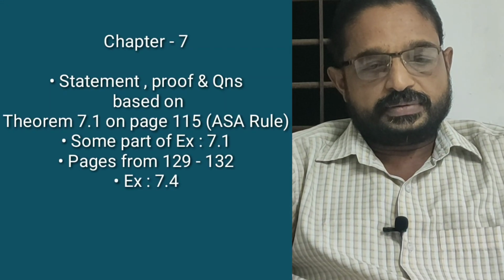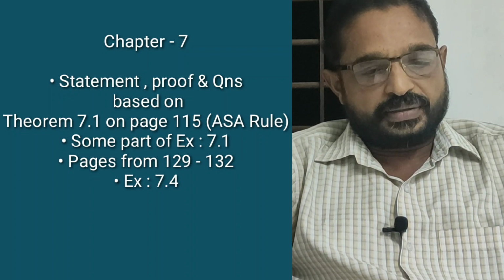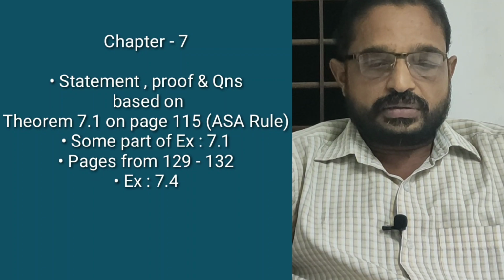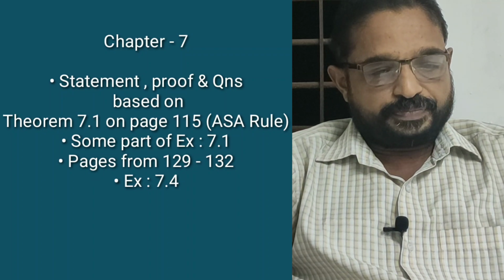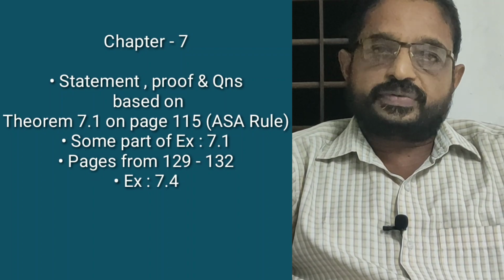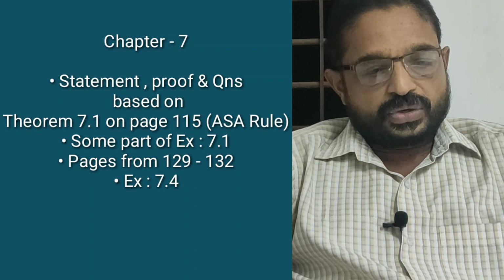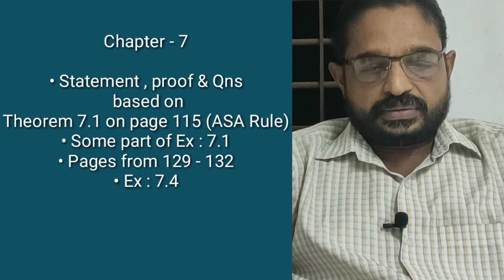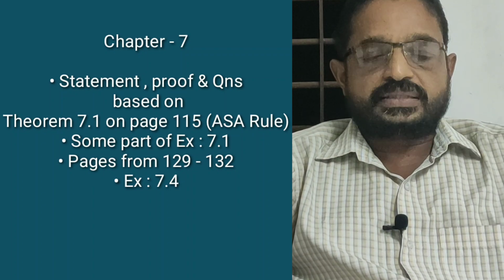Then chapter 7, triangles. Theorem 7.1, that is ASA congruence rule on page number 115. That means statement, proof and questions based on Theorem 7.1. That is some questions of exercise 7.1. Also, inequalities in a triangle on pages from 129 to 132 and full exercise 7.4.